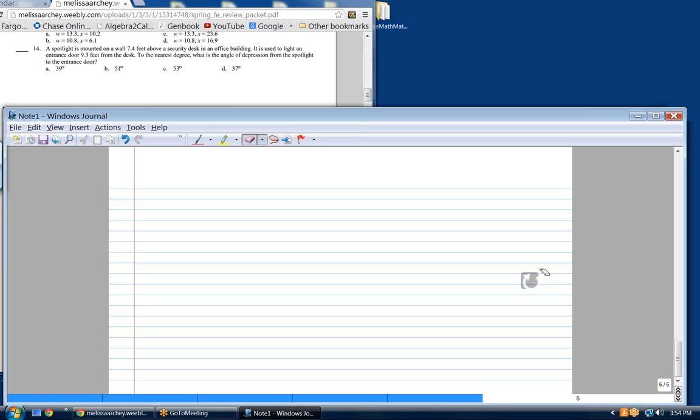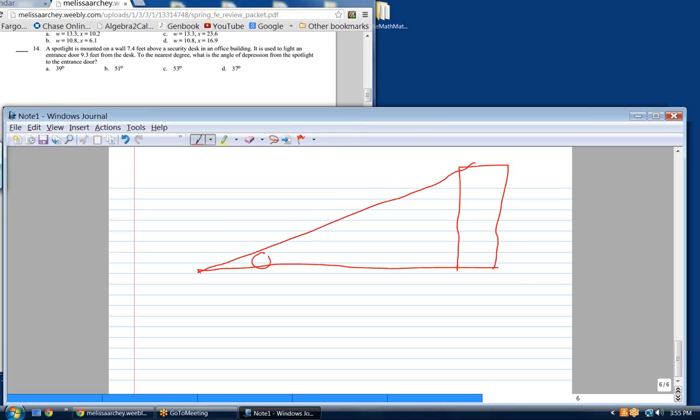All right, so the key thing here is knowing what angle of depression is and what angle of elevation is. If you have a surveyor surveying a big building, and the surveyor is trying to figure out the height of that building, he figures out this angle right there. That is the angle of elevation.